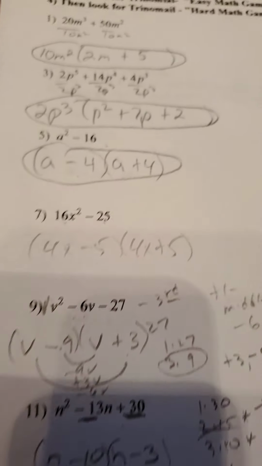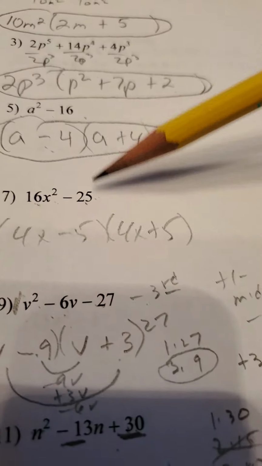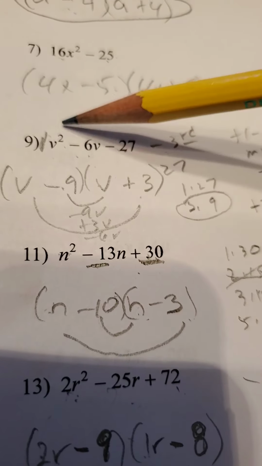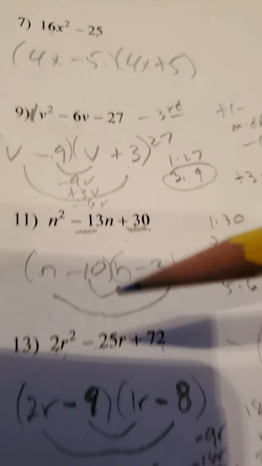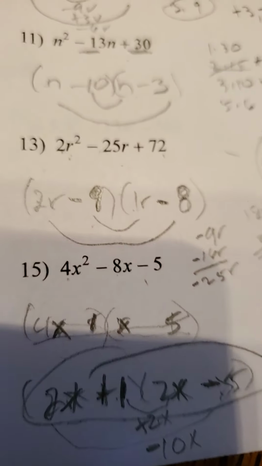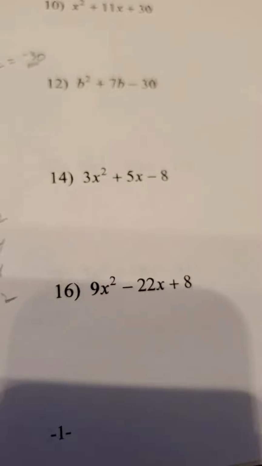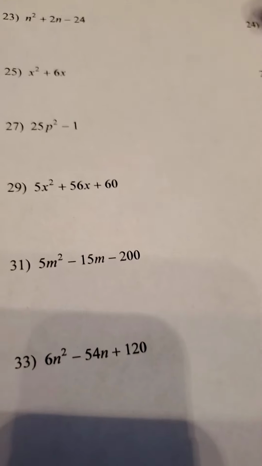Okay? So on this side, I gave you a couple of GCFs. I gave you a couple of special binomials. I gave you a couple of what I call easy math games with a 1v squared or a 1n squared. And then I gave you a couple of what I call the harder ones that take a little more time, guess and check. Numbers 14 and 16 will probably take you longer than the rest of the page. I'm going to go to page 2 now.